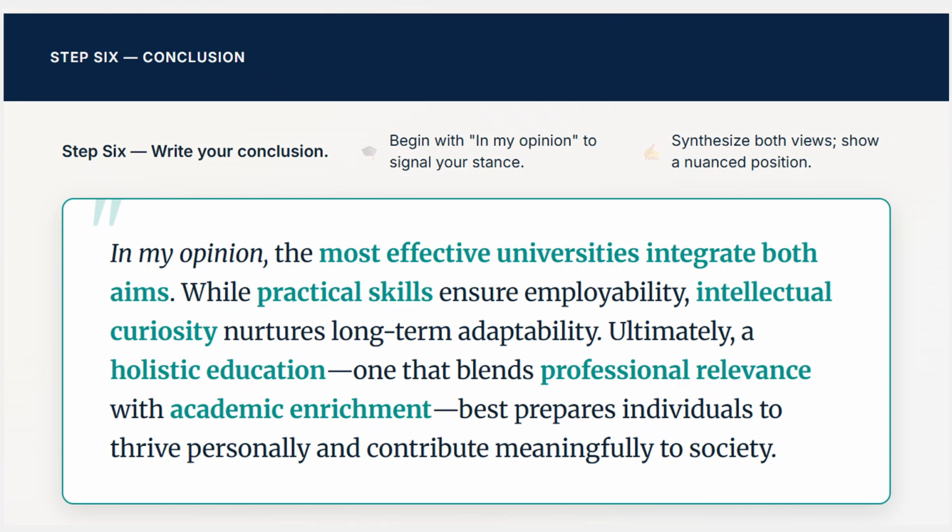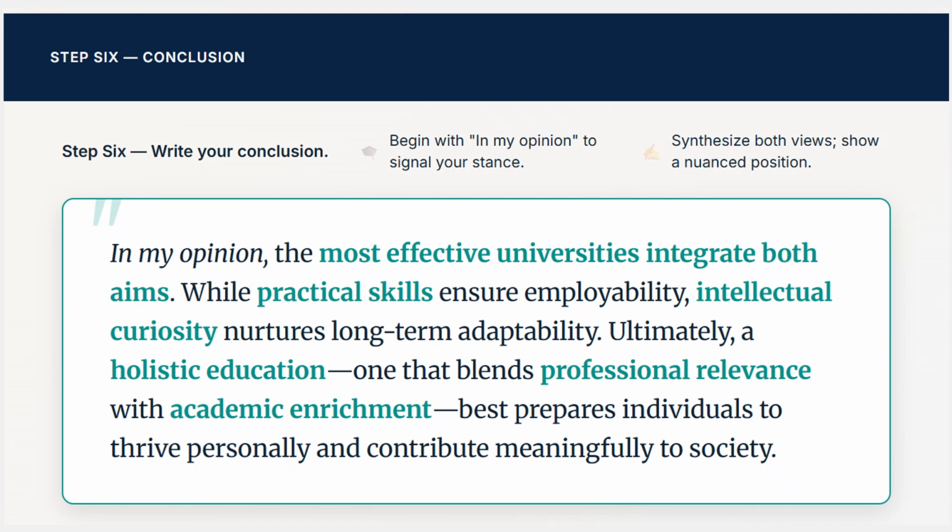Step 6. Write your conclusion. Begin with, "In my opinion," to clearly signal your personal stance. Rather than simply summarizing, synthesize both views, and present a nuanced position that shows sophisticated thinking. For example, "In my opinion, the most effective universities integrate both aims.